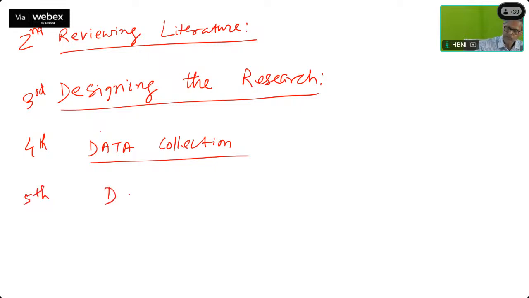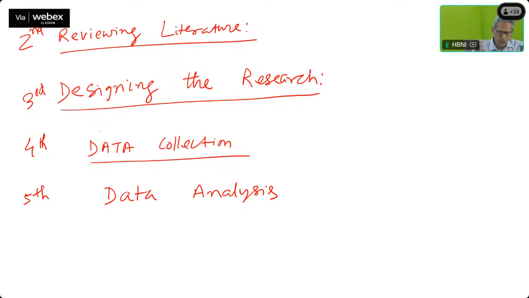The next, fifth step is data analysis. You have collected data now because you have formulated a topic, reviewed literature, and got the gap areas in terms of knowledge in the field. Then you want to add new knowledge to those gap areas. Then you design your experiment. Then you collected data, and then you have to do the data analysis.